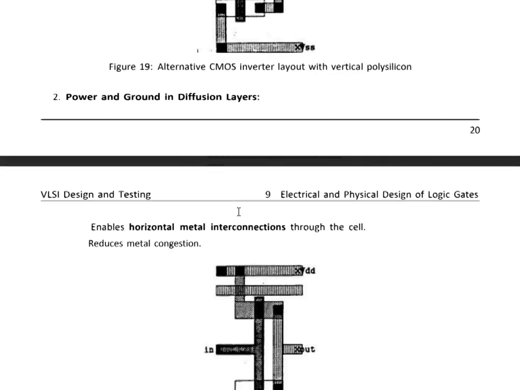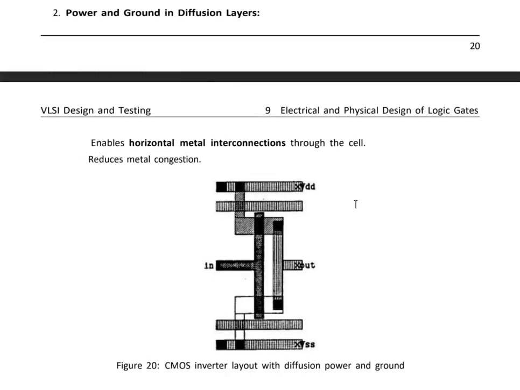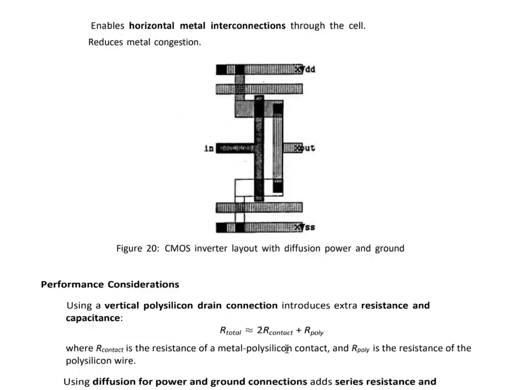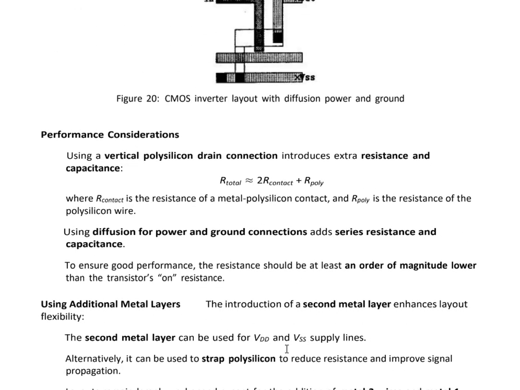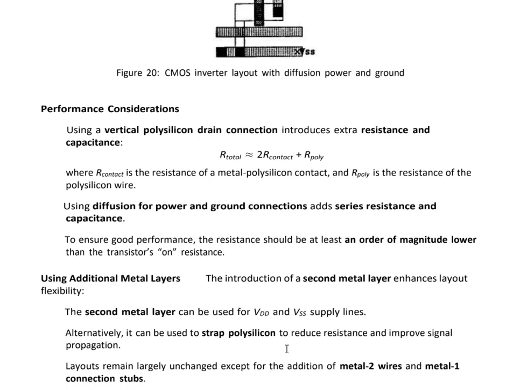And the next one is power and ground in diffusion. Power rails and ground rails are the blue color lines, which are made up of polysilicon, and they are horizontal metal connections. Next, coming to the performance consideration, vertical polysilicon drain connection introduces extra resistance and capacitance that is given by the equation R total is approximately equal to 2 times R contact plus R polysilicon, that is the resistance of the metal polysilicon contact and the resistance of the polysilicon wire.